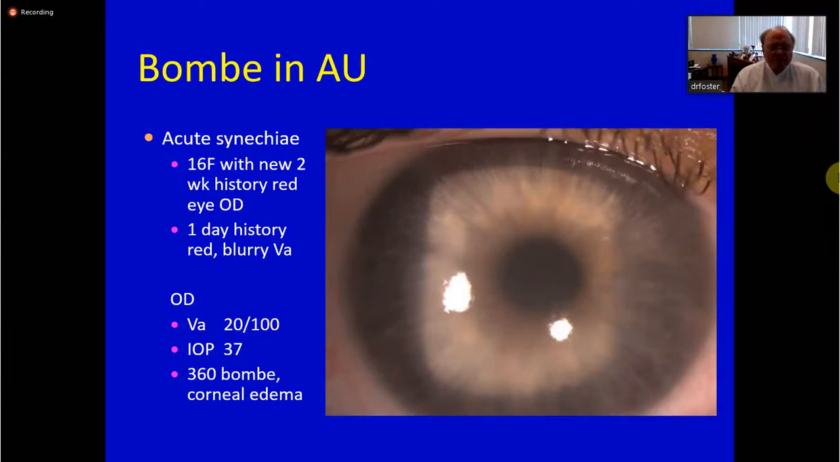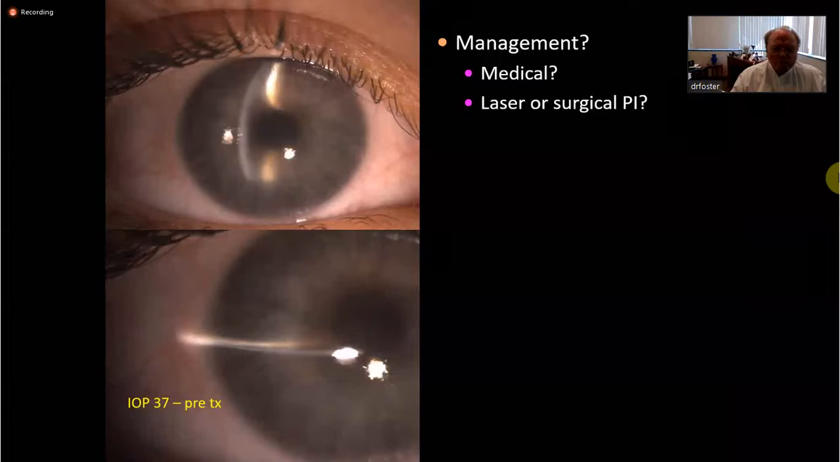16-year-old female, red eye, OD uveitis, one-day history of blurry vision, 20/100. But look, you see, this is a problem. This is a real problem. The pressure is 37. The patient's got iris bombé and already has some corneal edema because of the elevated pressure. It's a big problem. You can make the difference between long-term trouble or a short-term resolution of this, even if it required a laser iridotomy, which it did in this case.